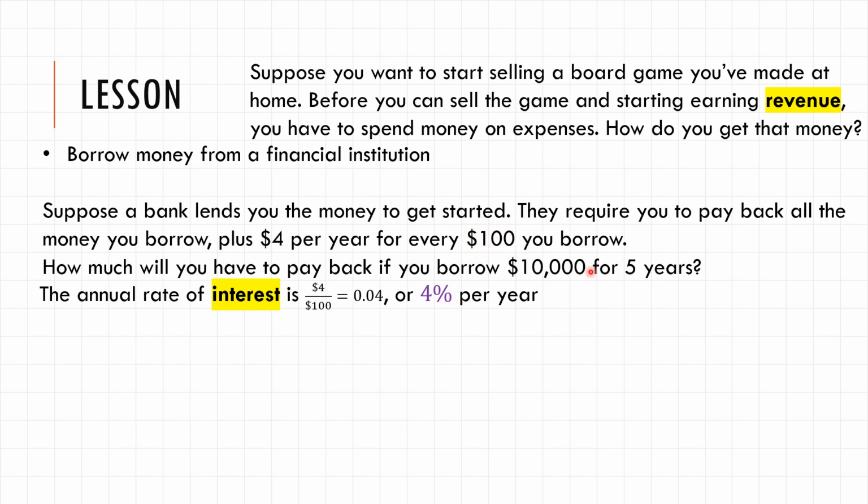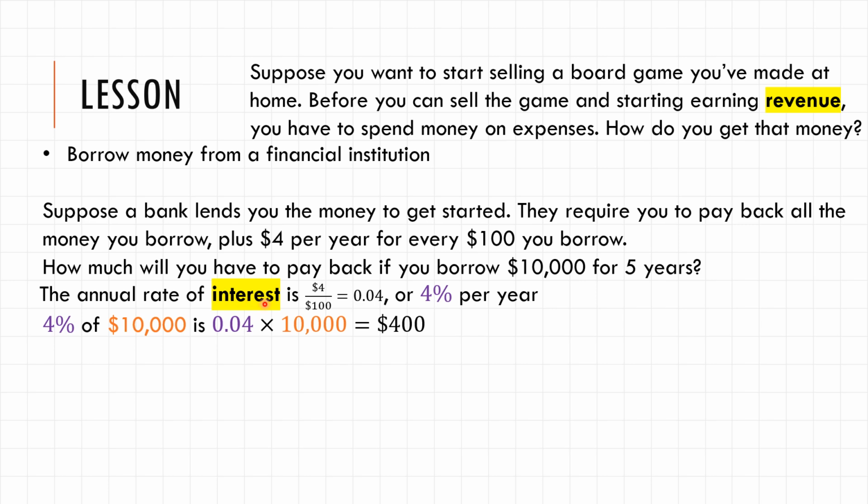Now, 4% of 10,000 is 0.04 times 10,000, because when you use the word of, that means multiply. 0.04 is 4% as a decimal. So 4% of 10,000 is $400. That means that every year, per year, you will need to pay this bank back $400 as interest.